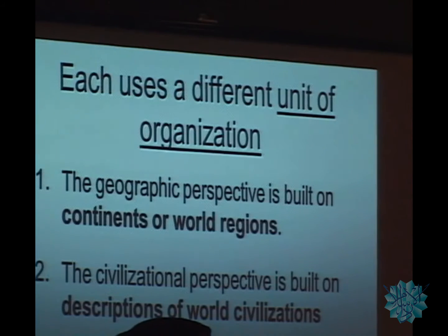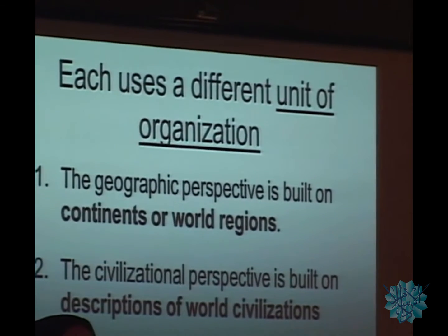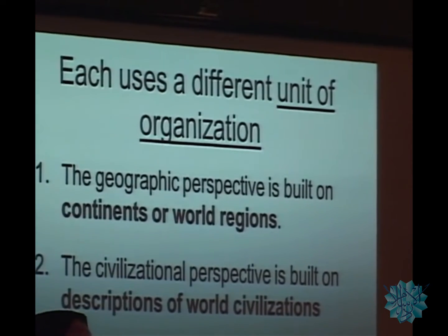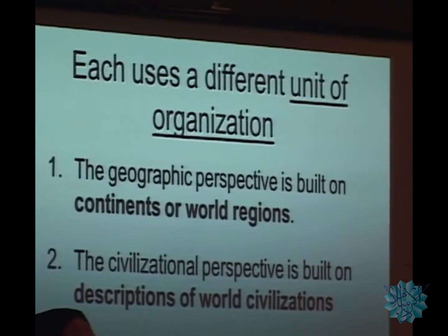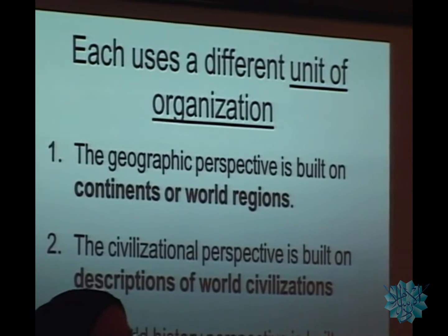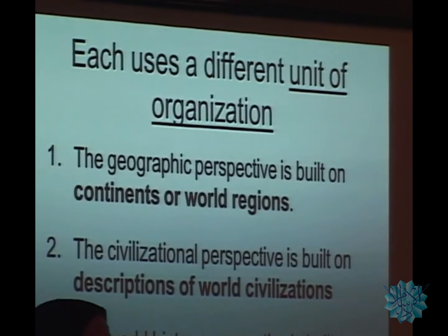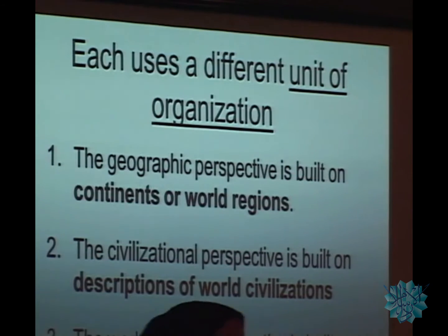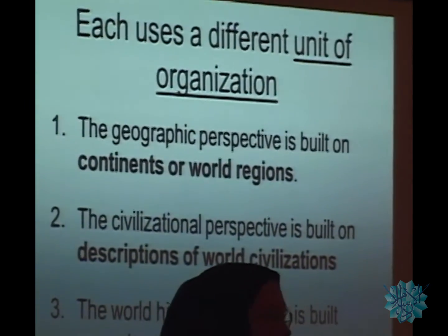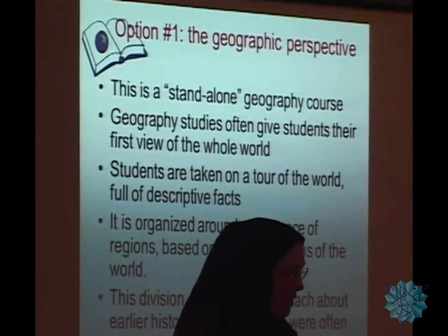The civilizational perspective is built around a description of a world civilization, one after another. It's a unit of organization kind of strung like pearls through the year. You study first this one and that. Well, first the emergence of civilizations, which is like the historical main event, right? When people settled and farmed and all that, and never mind, 100,000 years of history before that. But now we're here, we're civilizations, and we're going to study a linear sequence of them, one after the other. The world history perspective is built around a different unit of organization, which is a series of eras considered across the globe. And we'll see how those work in detail.